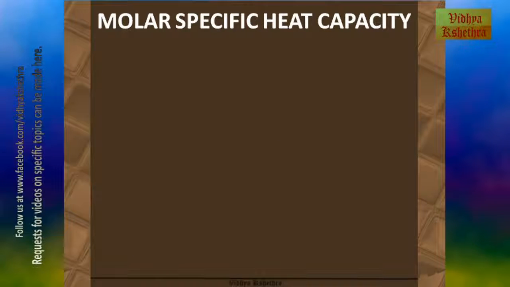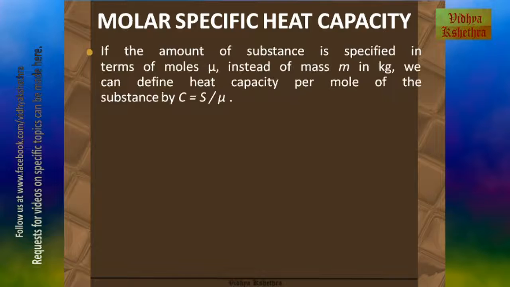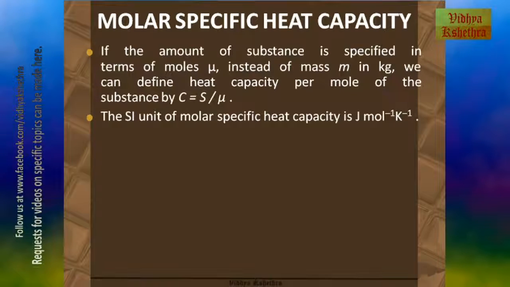Now molar specific heat capacity. If the amount of substance is specified in terms of moles instead of m in kg, we can define heat capacity per mole of the substance by C is equal to S by mu. The SI unit of molar specific heat capacity is joule per mole per Kelvin.